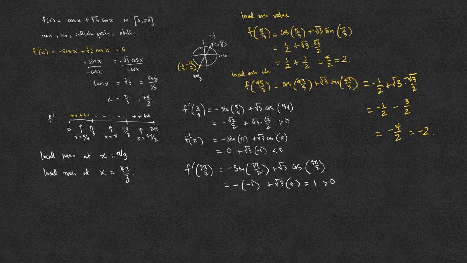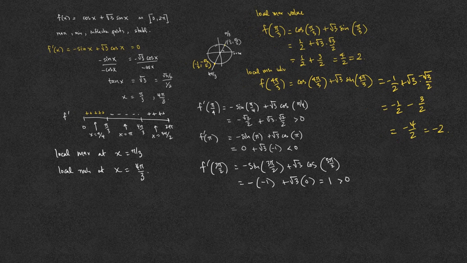We now obtain the local max and the local min. We still need the inflection point. To obtain the inflection point, we would need to find the second derivative. The first derivative was negative sine x plus the square root of 3 cosine of x.